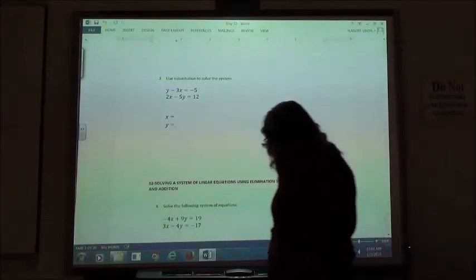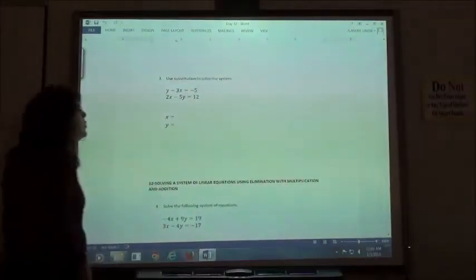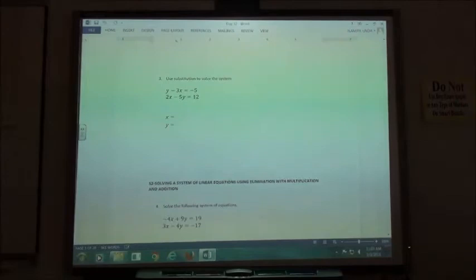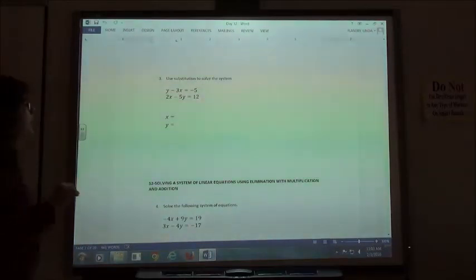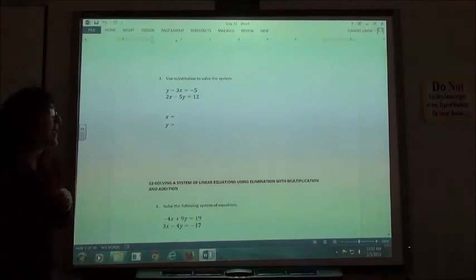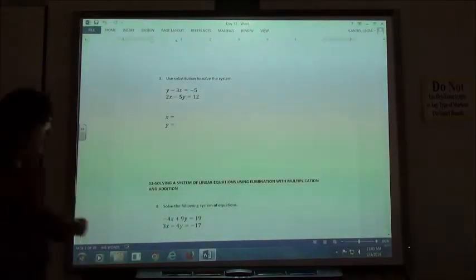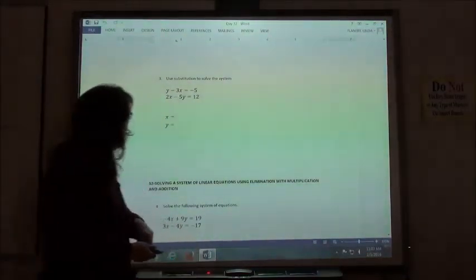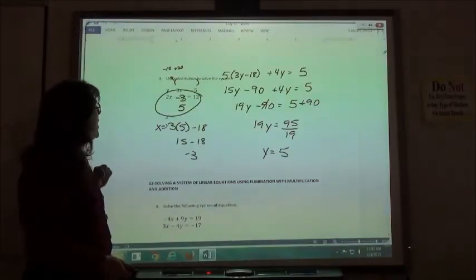So number 3, again, we are going to solve by substitution, or it wants us to solve by substitution. But notice on this one, you don't have one of your equations saying x equals or y equals. But it is easy to rearrange this top equation and solve it for y, since the y doesn't have a coefficient in front of it. So my first step here is just rearrange this equation.